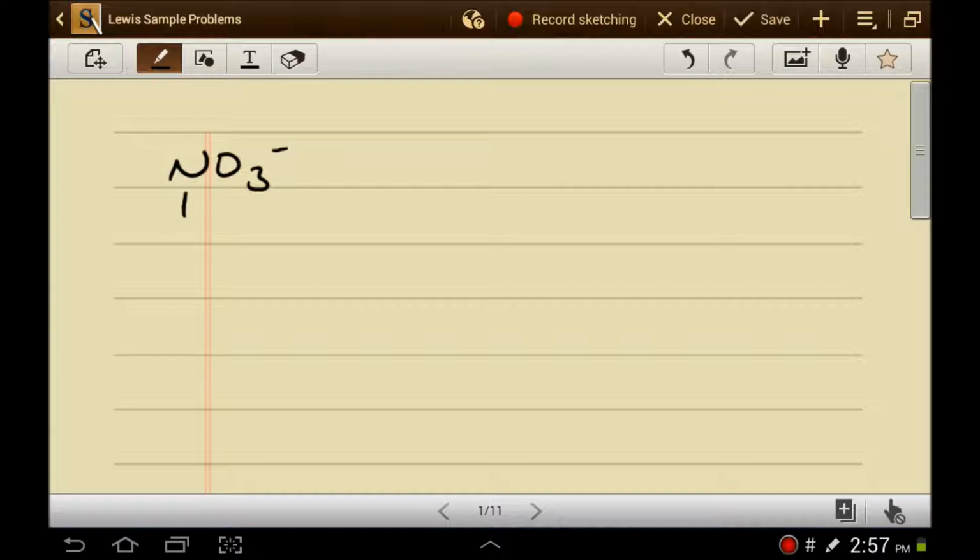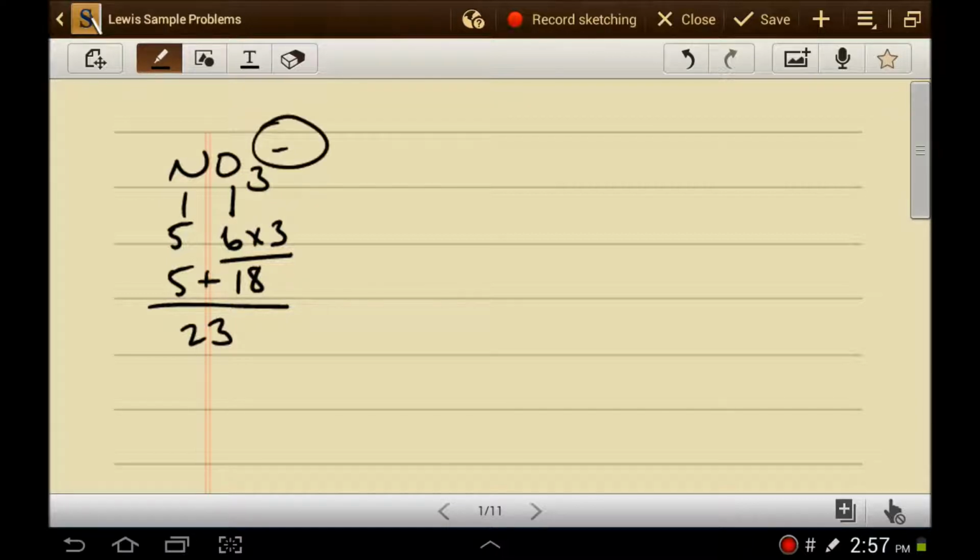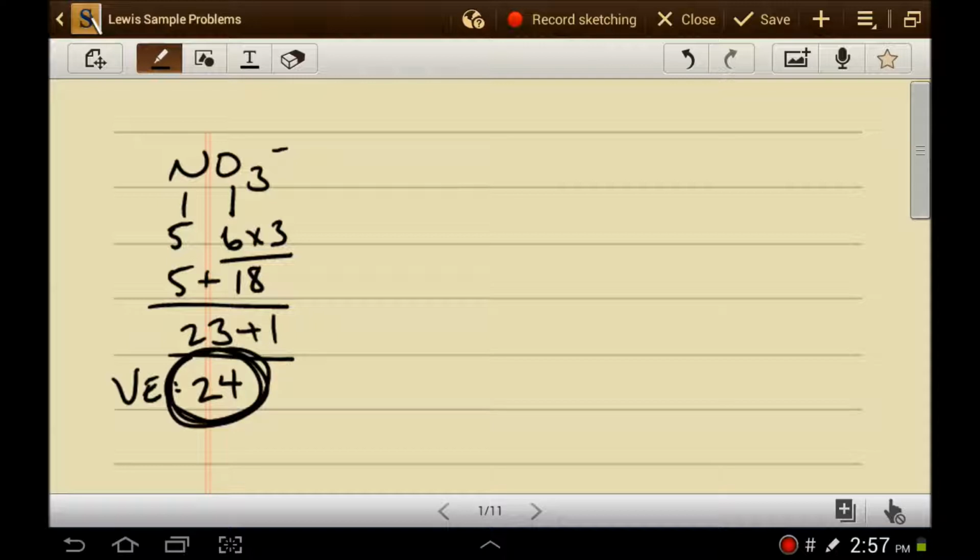Nitrogen has 5 valence electrons. Oxygen has 6 valence electrons. There are 3 oxygens, so there are 18 valence electrons from the oxygen and 5 valence electrons from the nitrogen for a total of 23 valence electrons. Now, this molecule has a negative charge, which means it's gained an extra electron. So we're going to add that extra electron onto our total. So we have 24 valence electrons. Your structure must have exactly 24 electrons in it when you're done.